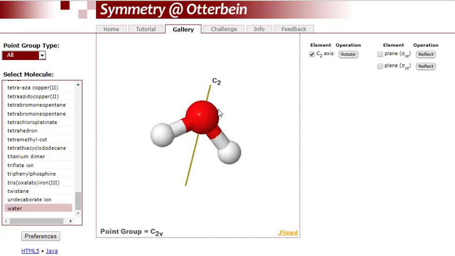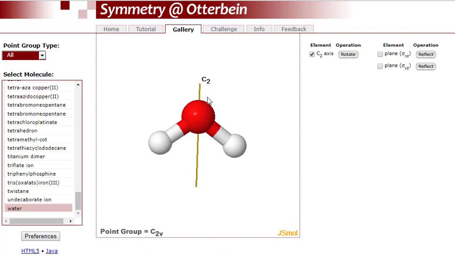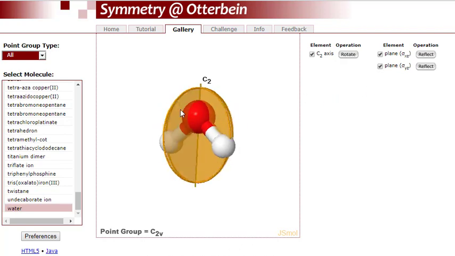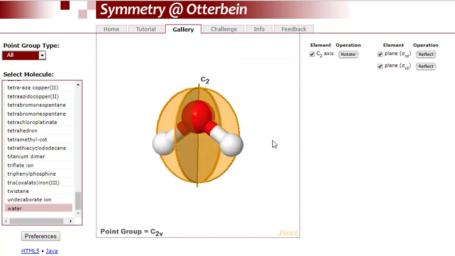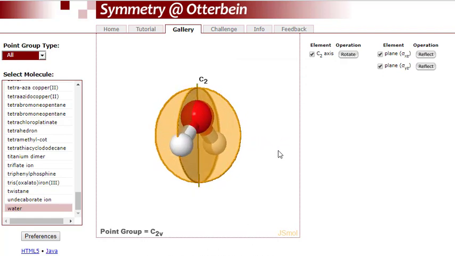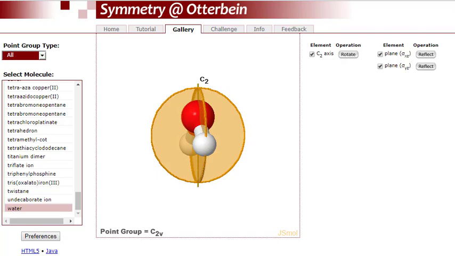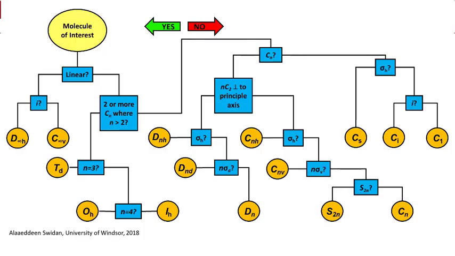So in this case here, we do have a mirror plane. If we cut this molecule in half, whatever's on the right is the same as whatever's on the left. So that's a mirror plane along the principal axes. And then we have a second mirror plane just 180 degrees away from that. And in this case here, we do have two sigma V's that are along the principal axes, C2.